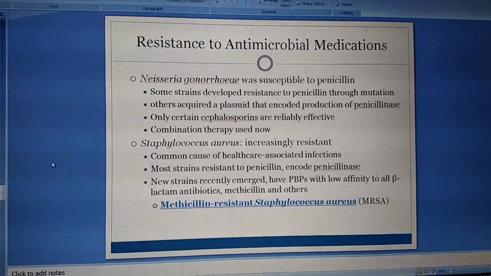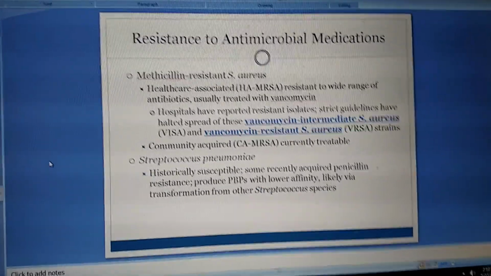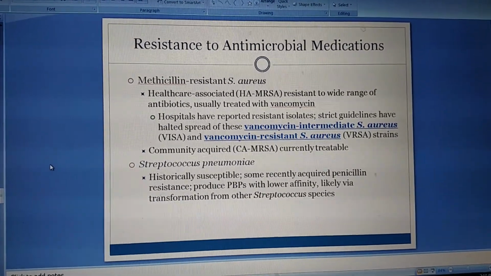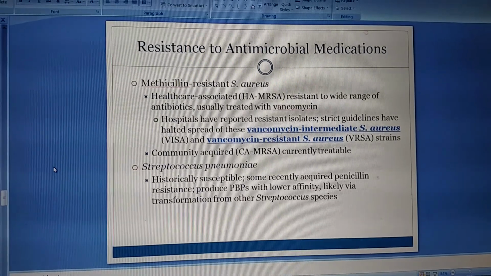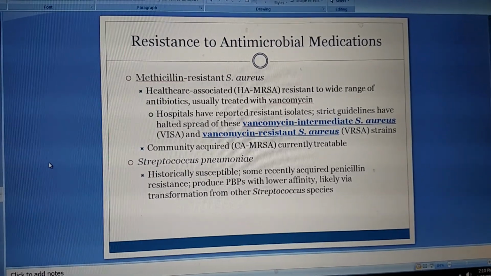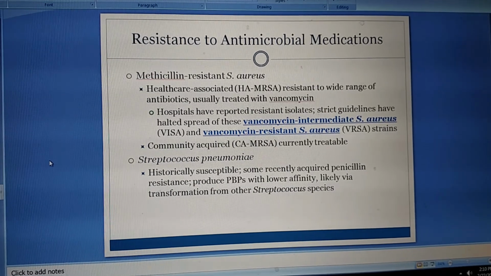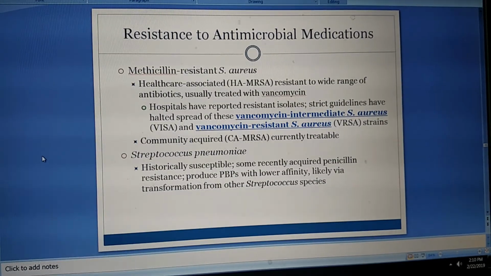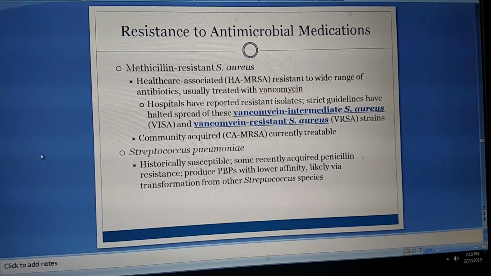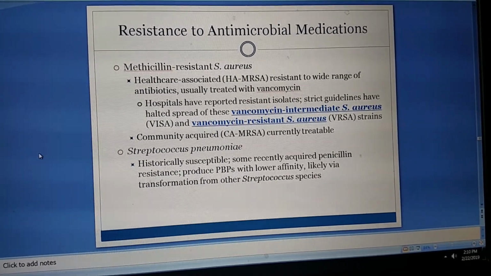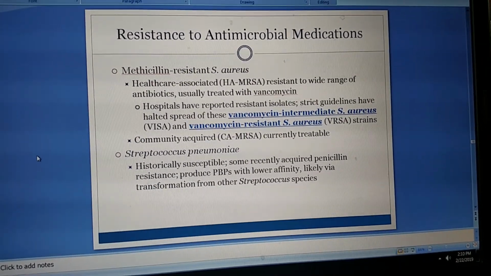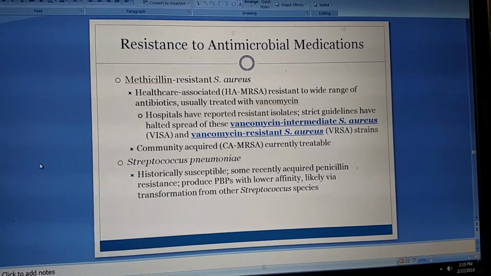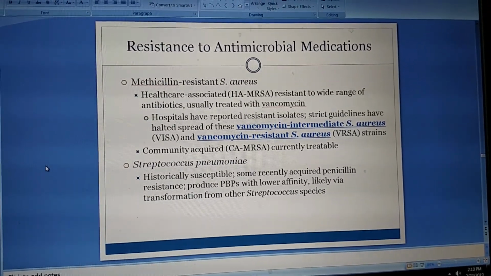We've all heard of MRSA, methicillin-resistant Staph aureus, but new strains are emerging. When you look at healthcare-associated MRSA, it is actually resistant to more medications than community-acquired MRSA, which is more easily treated. And from healthcare-associated MRSA, we've had 2 new strains form, vancomycin intermediate Staph aureus, VISA, and vancomycin-resistant Staph aureus, VRSA. Remember, vancomycin is the antibiotic of last resort. If that stops working, we're in trouble.